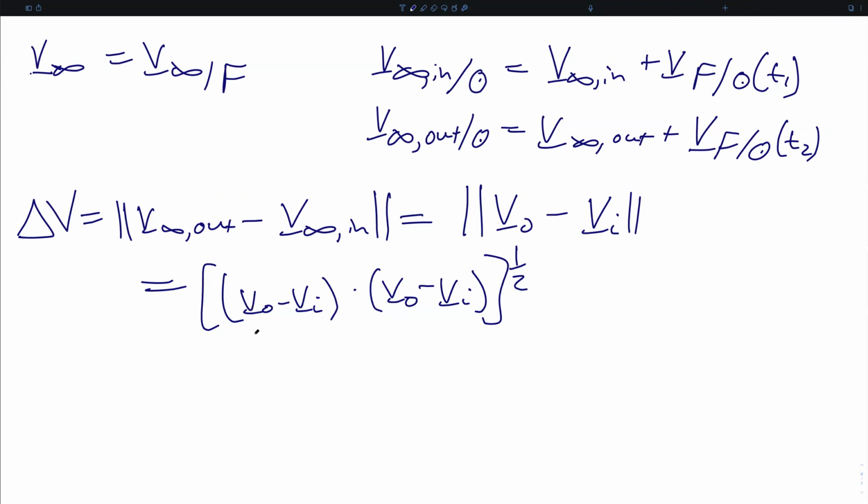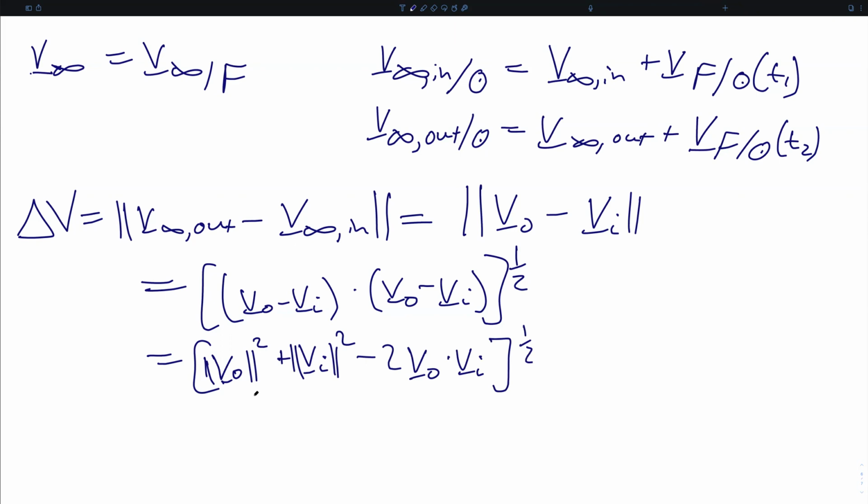If we carry out this dot product, we get the square root of the norm of VO squared plus the square of the norm of VI squared minus 2 VO dotted into VI. Both of these are exactly equal to the V infinity magnitude, and so these two terms together are just 2 V infinity squared. VO dotted into VI is again equal to V infinity squared magnitude times the cosine of the angle between these two vectors, which is the turning angle.